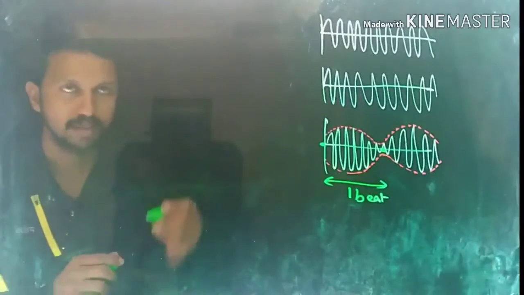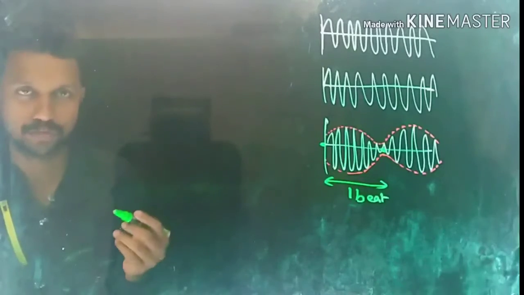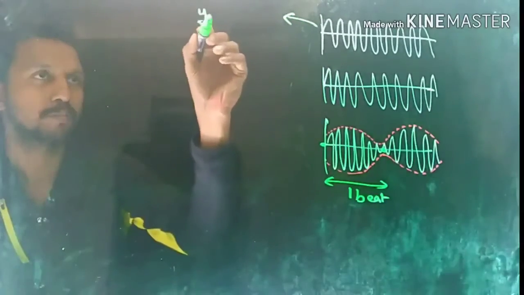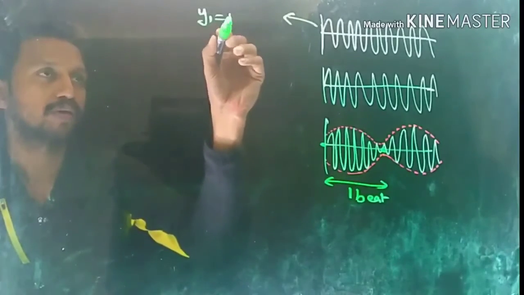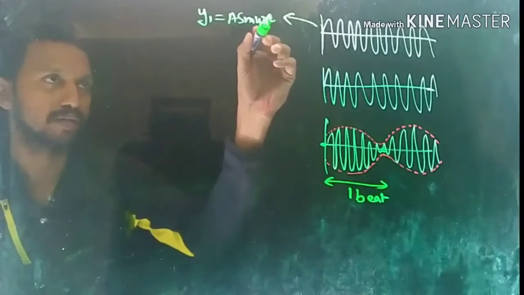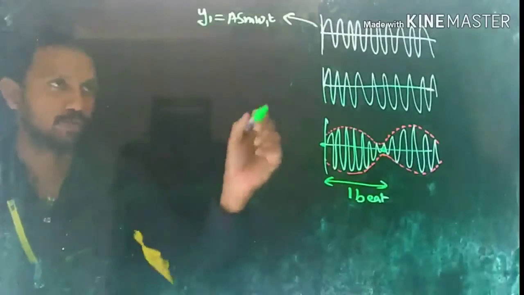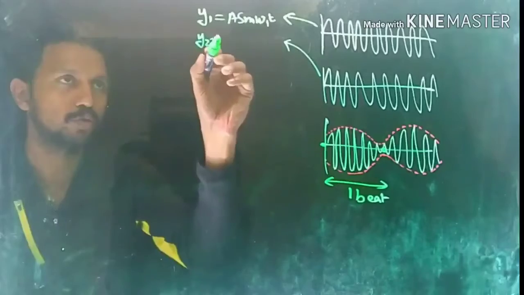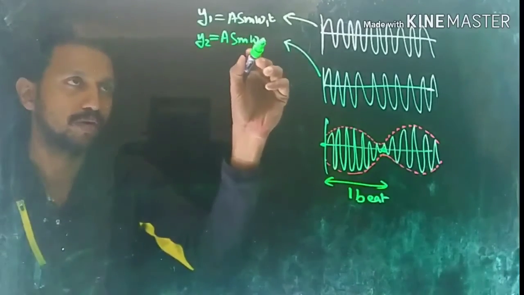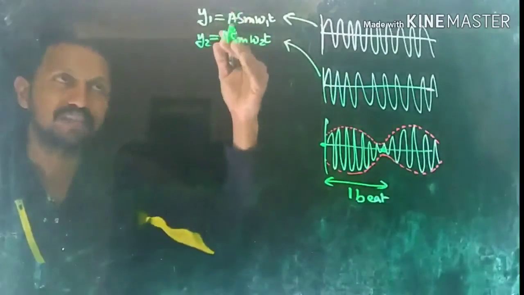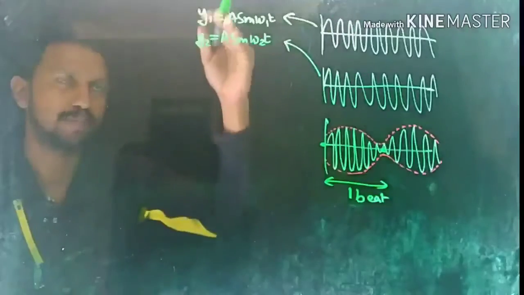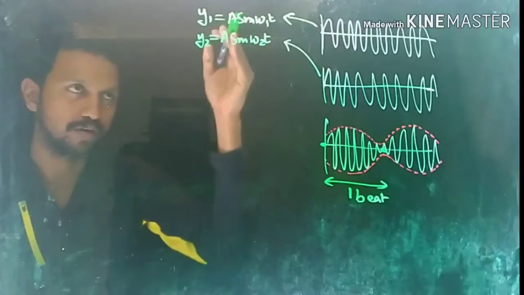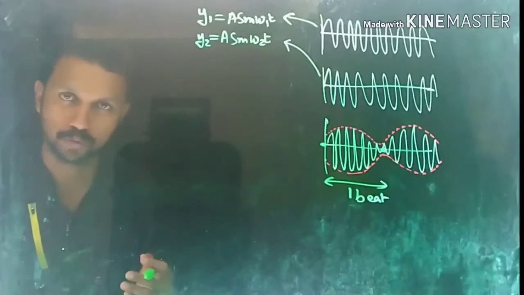Then, in order to derive the mathematical expression for beat, let's say the first wave's mathematical equation is y1 is equal to a sin omega 1 t. This is the mathematical equation of the first wave. And the second wave's mathematical equation is y2 is equal to a sin omega 2 t. From these equations, it's clear the two waves have the same amplitude, that is a, but their angular velocity is different. The first one has angular velocity omega 1, the second one has angular velocity omega 2.